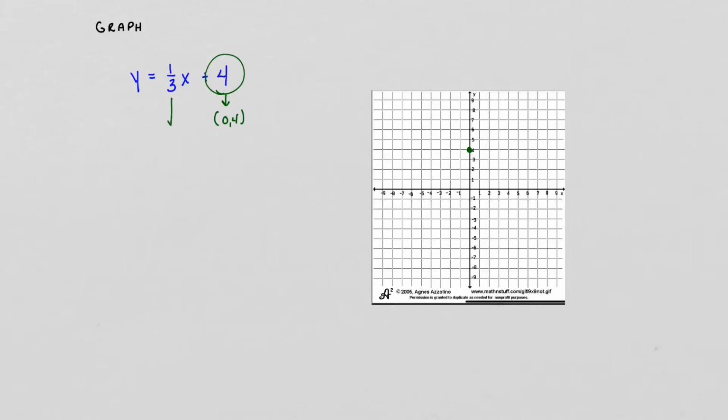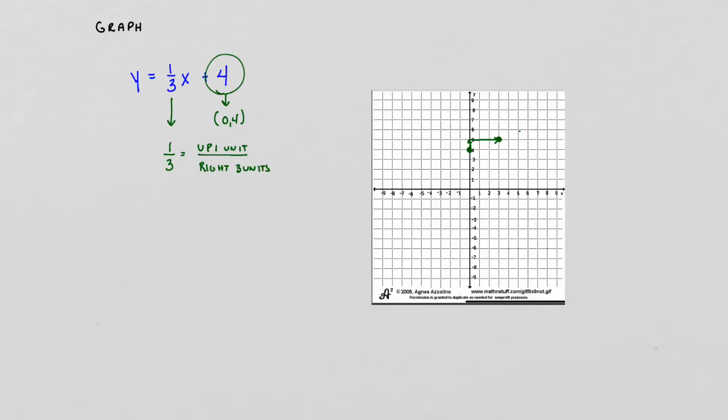The slope is going to tell me how to move. So if I look at 1/3, I'm going to look at the sign of the number and also the location. So a positive 1 means that I'm going to go up 1 unit. And then the 3, since it's positive, it's telling me that I'm going to go to the right 3 units. And I can do this from my y-intercept. So I can go up 1, and then over to the right 3, and here is my next point.